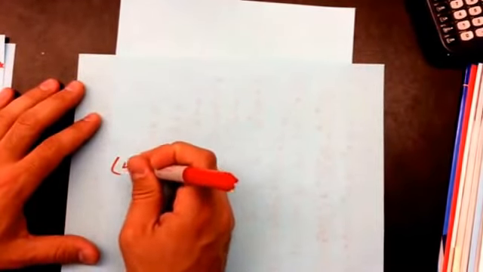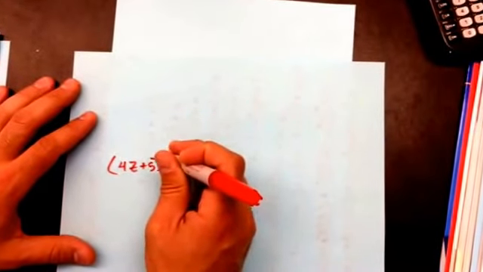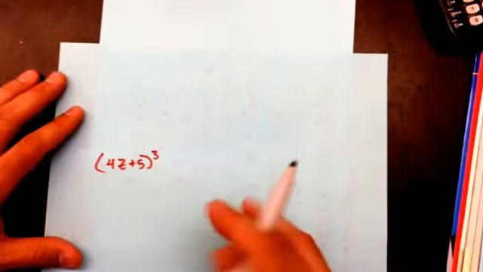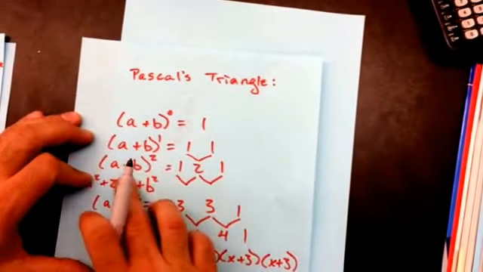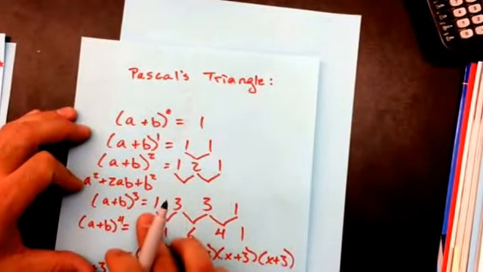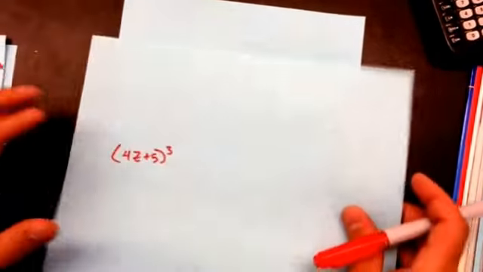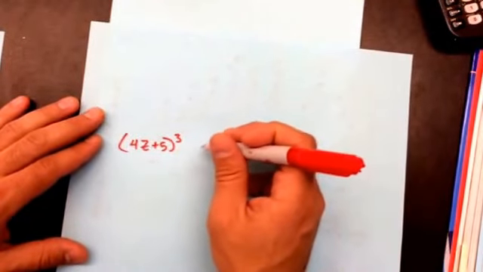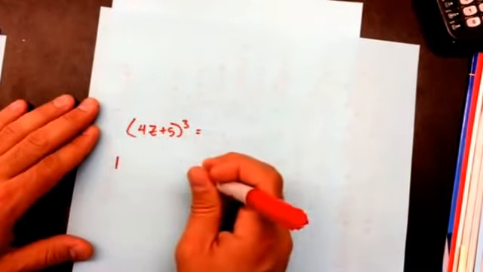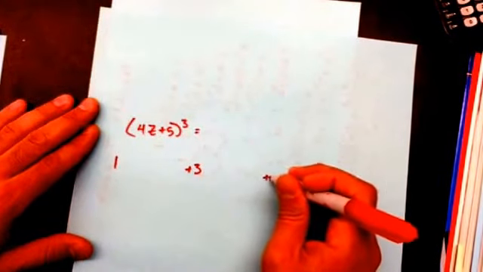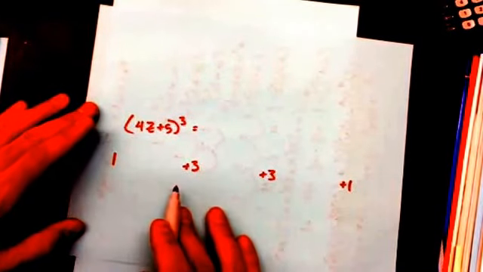So I'm going to use one out of the book, which they have (4z + 5) to the power of 3. Well, if I remember on my triangle right here, 3 is going to be 1, 3, 3, 1. So 1, 3, 3, 1. You always want to put plus signs in here, and I'll show you what happens when you have a negative value up here, okay? I'll do another example that shows that.